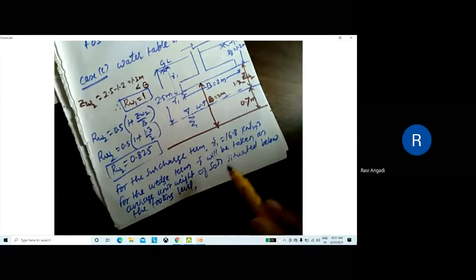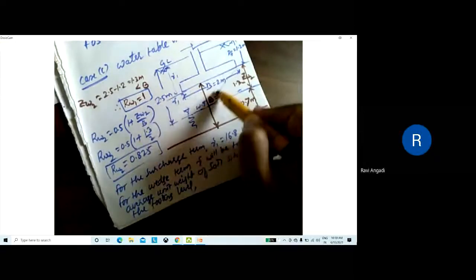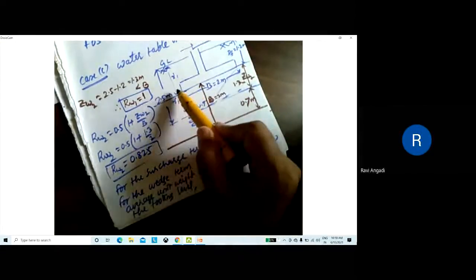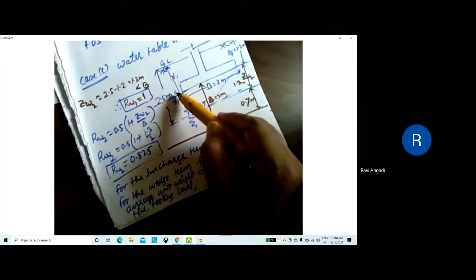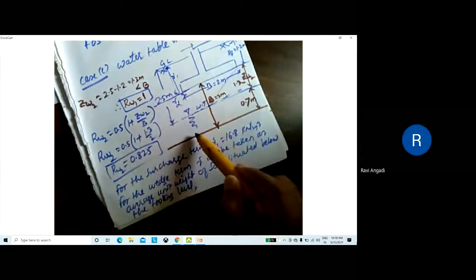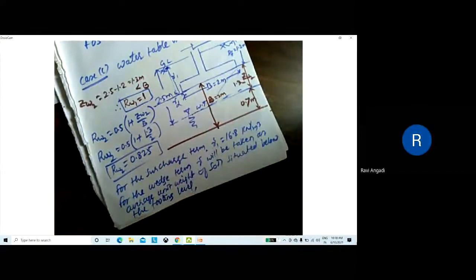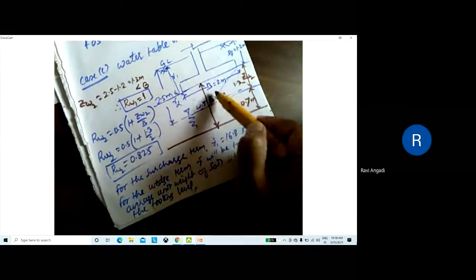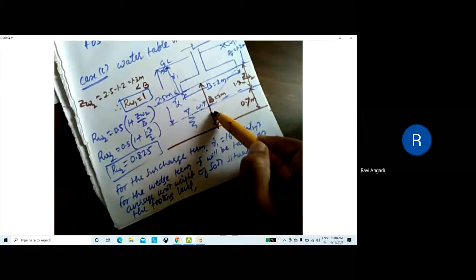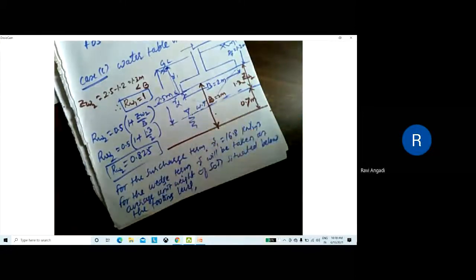For the surcharge term, take gamma 1 as 16.8 kilonewton per meter cube, and for the wedge term, whatever we get up to the base is a surcharge. Up to here is surcharge, that is gamma 1, below is gamma 2. But this gamma 2 should be taken as the average weight. For the wedge term, this part is moist, and below the water table it is completely submerged in water.